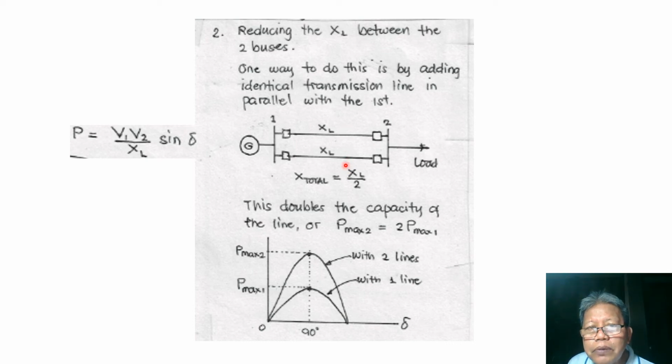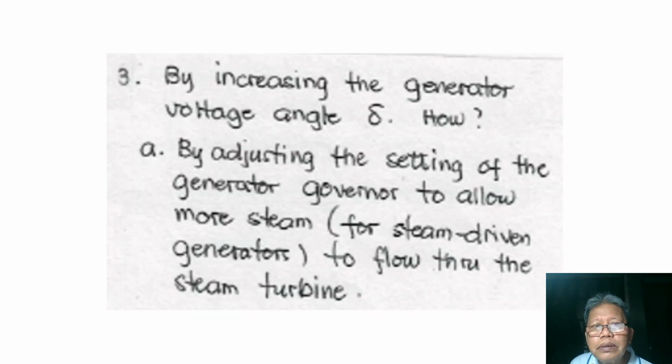Now, actually, when two similar lines are constructed to double the transmission of power, we are in effect increasing the equivalent size of the conductors. Combining the two conductors, we have a larger conductor if it is to be represented as one conductor. So in effect, we are reducing the value of XL. That's the second method of increasing the flow of power from our generator.